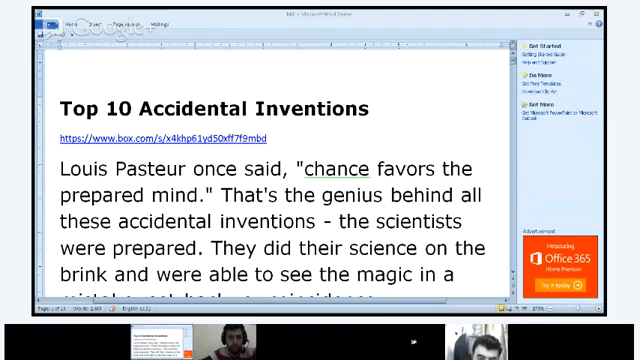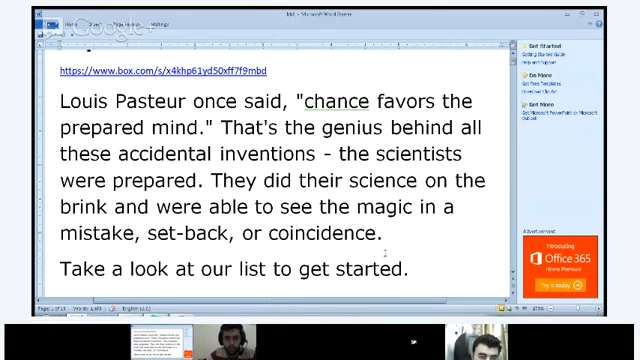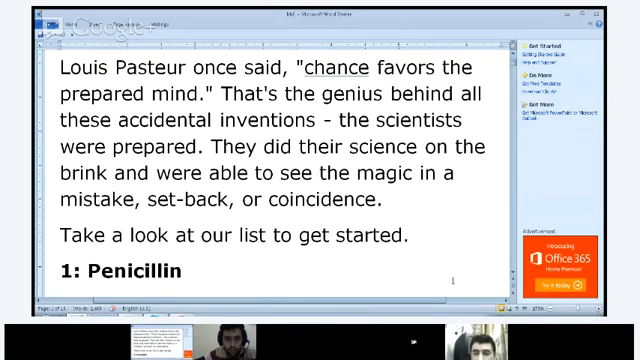Louis Pasteur once said... Oh, yeah, sorry. Just the title, please. Okay. Top 10 accidental inventions. Great. Please continue. Louis Pasteur once said, "Chance favors the prepared mind." That's the genius behind all these accidental inventions. The scientists were prepared, they did their science on the brink and were able to seize the magic in a mistake, setback, or coincidence. Take a look at our list to get started.